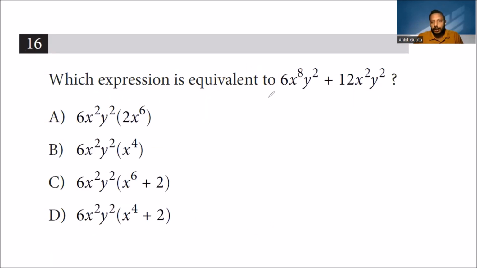Which expression is equivalent to 6x⁸y² + 12x²y²? So we need to simplify this expression and see if any of the option choices is matching this. So we can see 6 is common here, x² is common here, and y² is common here. So we can take 6x²y² common. From x⁸, if we take x², we'll be left with x⁶. And from 12, we'll be left with 2. x²y², we have already taken common. So our answer will be 6x²y² multiplied by (x⁶ + 2), which is option number C.